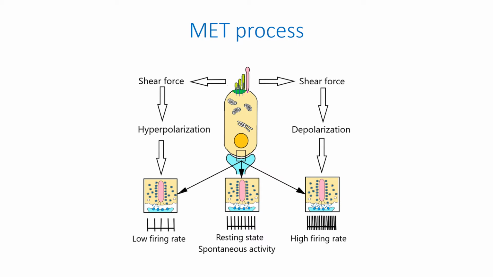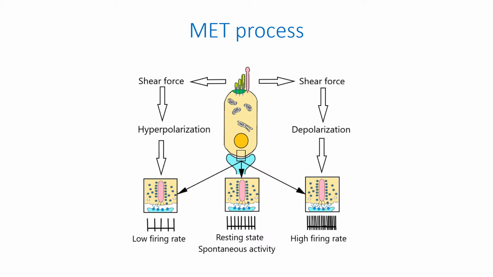In the case of depolarization, more voltage-gated calcium channels at the ribbon synapses are activated, leading to the release of more glutamate into the synaptic cleft. Glutamate molecules bind to the receptors on the postsynaptic membrane of the vestibular nerve fiber endings and generate action potentials, resulting in an increase in the firing rate.